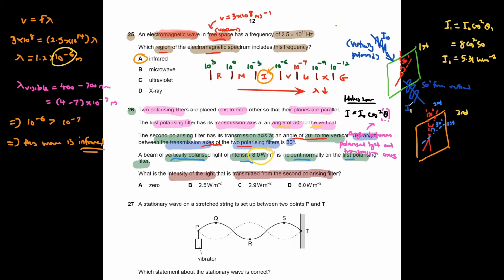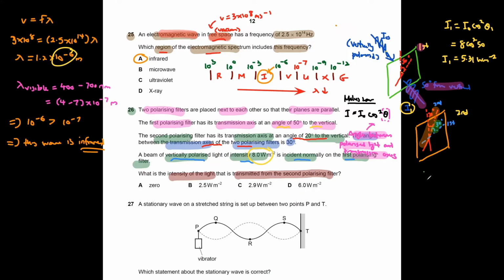So this I1 will now go to my second polarizer. I will still need to apply Malus's law here, but be careful about the angle theta that you use. Your angle is the angle between the polarized light and your transmission axis. Your polarized light that emerges from your first polarizer is now 50 degrees from the vertical, and your transmission axis now is 20 degrees from the vertical. What's the angle between them? The angle between them is 30 degrees. So you will have to use an angle of 30 degrees here.